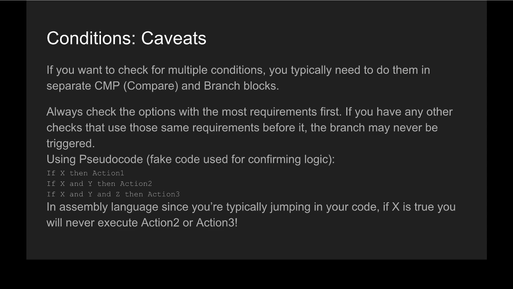As an example, if X, then action 1. If X and Y, then action 2. If X and Y and Z, then action 3. When we read that, it looks perfectly logical. Our brain thinks, yep, that makes sense. It should work. But when a computer looks at it, it's going to go, if X, yep, that's true, go to action 1. And because usually when you are checking things like that, you don't return afterward, you end up never executing action 2 or action 3.